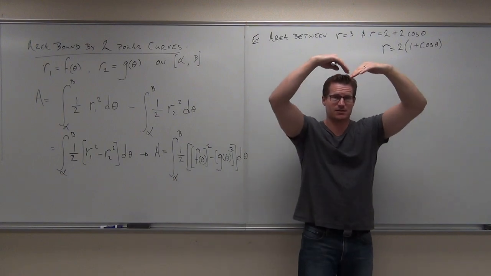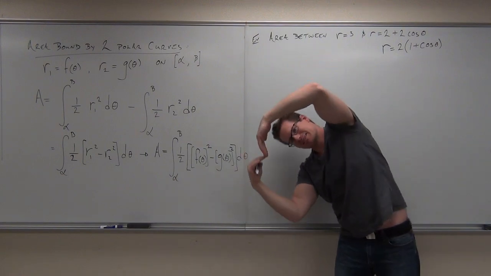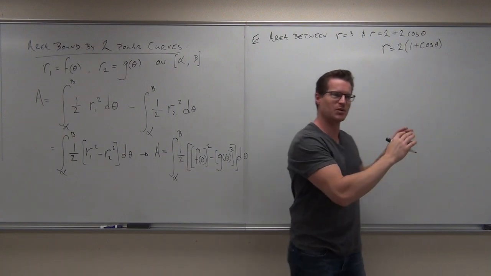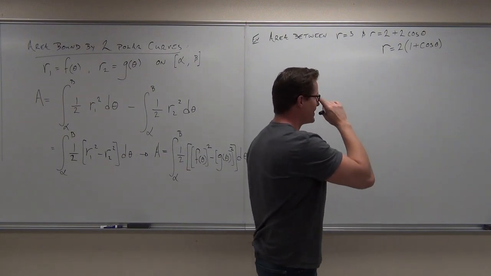Now, is this the one that's like this, or the one that's like this? On its side. Yeah, that's on its side. That's right. That's the spooning cardioid, is what we like to say.